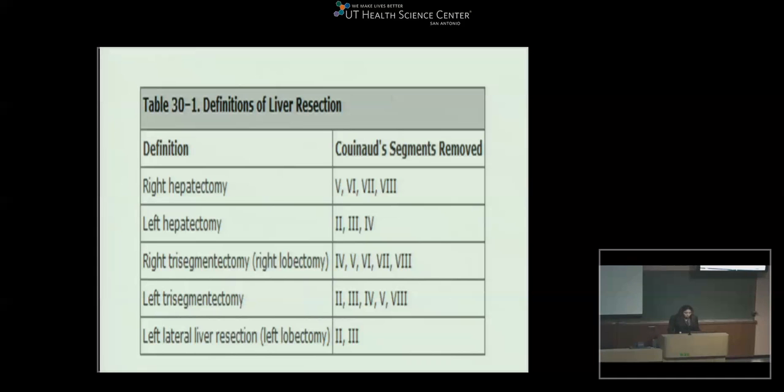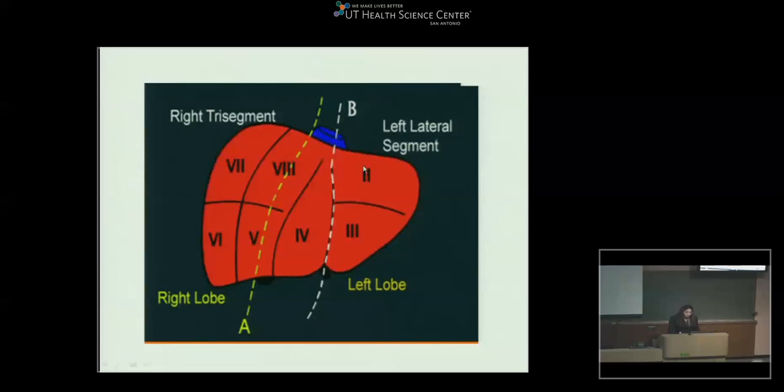So this is where you would see here, if you do the resection of the left lateral segment, which is 2 and 3. Then if you follow Cantlie's line here to do the right lobectomy versus left lobectomy, and then right trisegmentectomy when you extend to include segment 4, or vice versa, left when you extend to include segments 5 and 8.